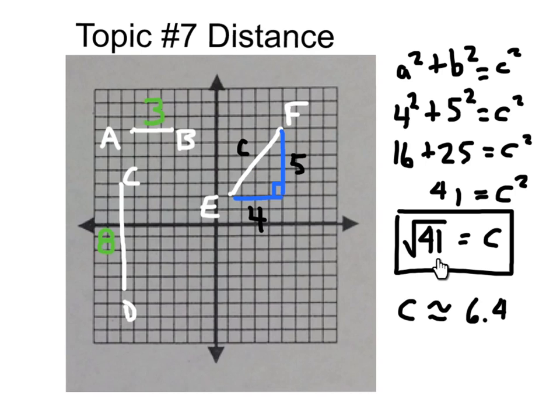Now this answer here, radical 41, is in radical form. As it turns out, since 41 is a prime number, that cannot be broken down any further. So this is in simplest radical form, and it's the exact answer, while this answer here has an approximately equal sign, so it's approximately 6.4 if I rounded to the nearest tenth.